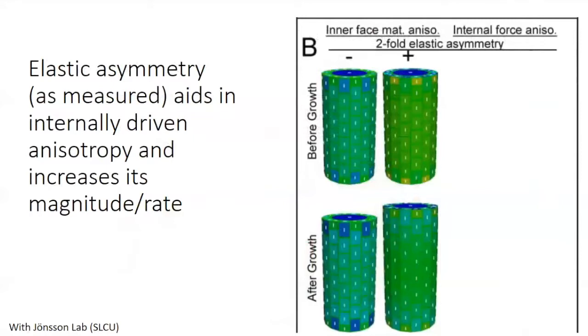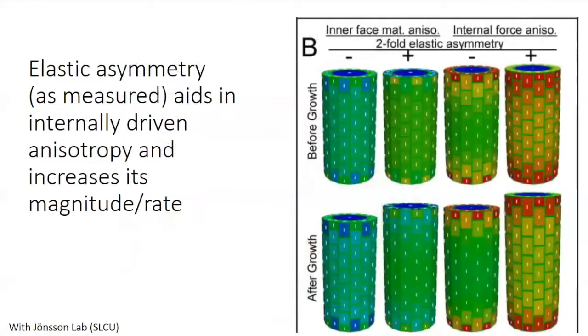That's good. But if you add on this twofold difference in wall elasticity, you actually get more anisotropic growth. It's stronger anisotropy and it's faster. So you can sort of see that here. This is with the twofold elastic asymmetry added. This is before growth. And after growth, you can see the cylinder's a little bit longer, and the degree of anisotropy is a little bit higher. And it's even more profound if you simulate internal anisotropy, but again, these numbers are kind of just made up. But again, you see that additional thing.